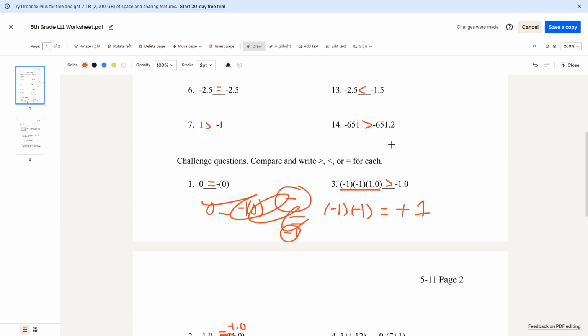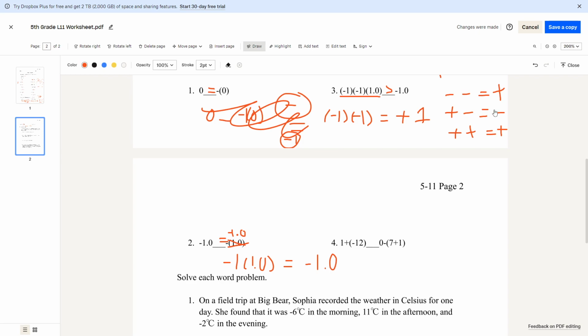That's because a negative times a negative is always a positive. Negative times negative is always a positive. Positive times negative is always a negative, and positive times positive is always a positive.